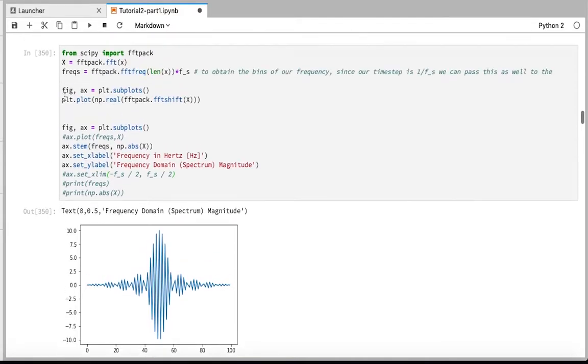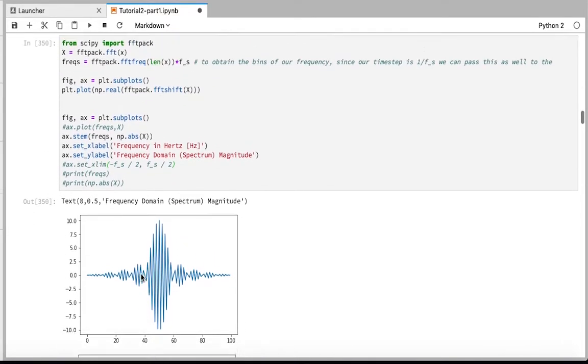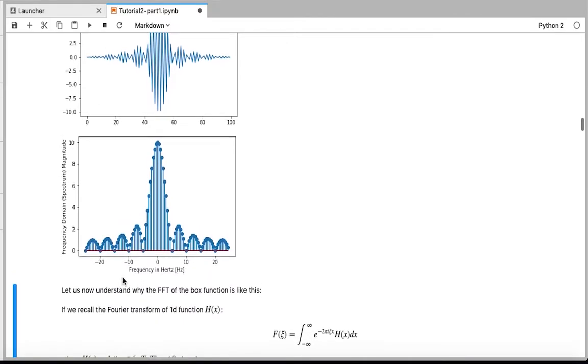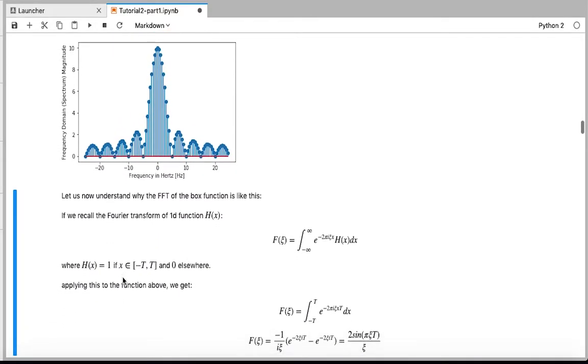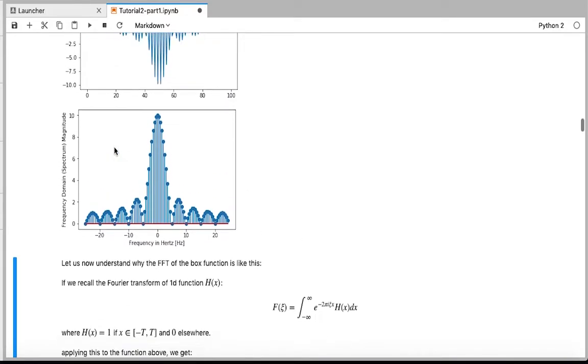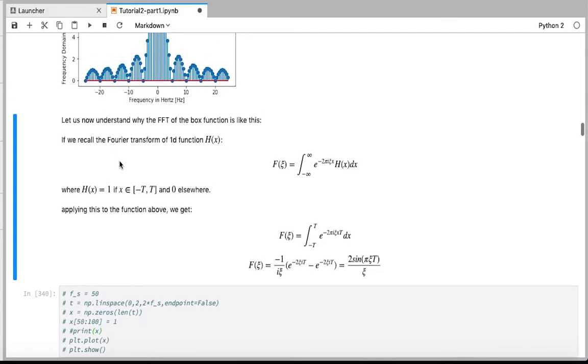Okay, the first plot shows you the real value of the Fourier transform, which is this function. This is called a Sinc function, which I'll briefly show you what it actually is. And this is the amplitude. You have a dampening. You have very high amplitude in the center, and it slowly dampens beyond. So let's see how we get it.